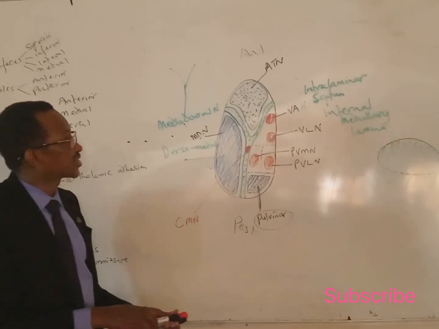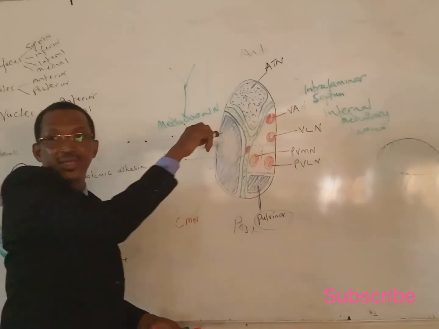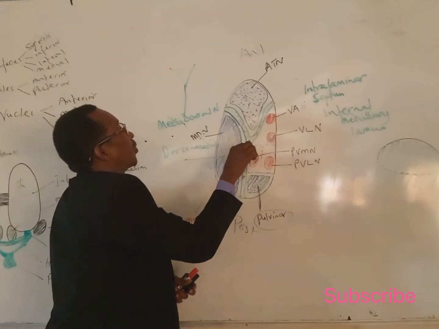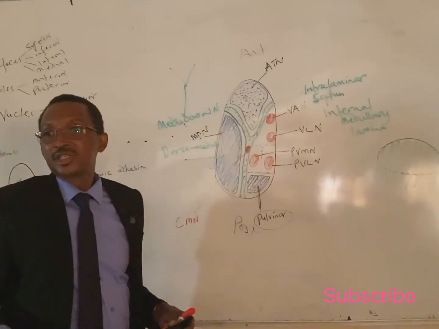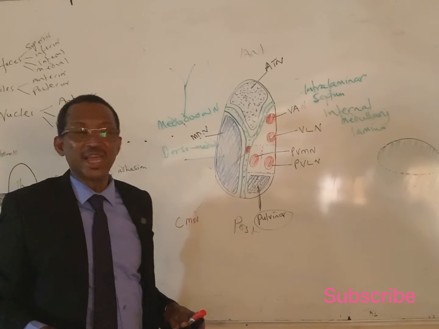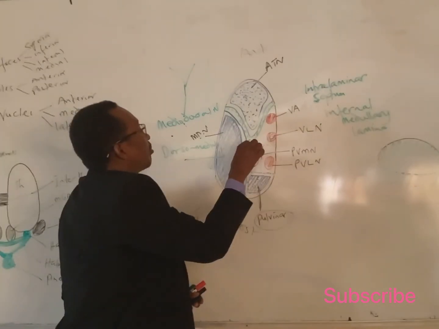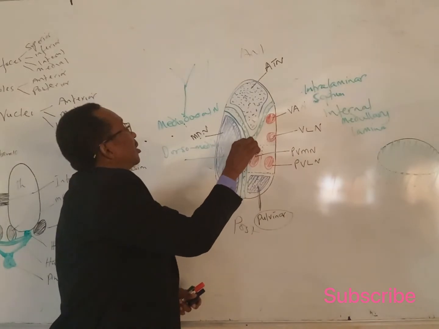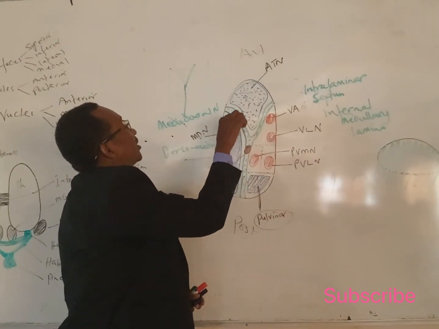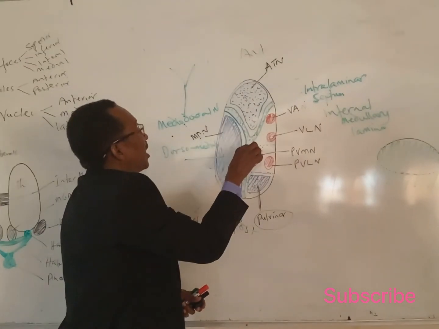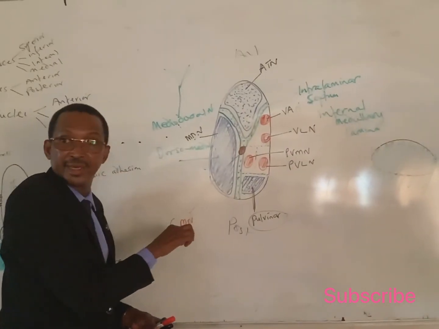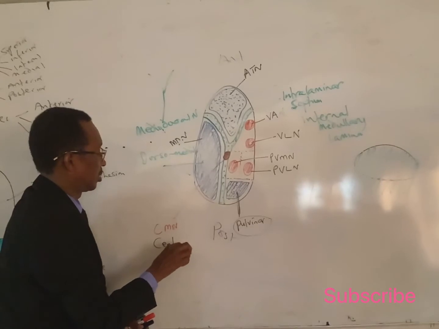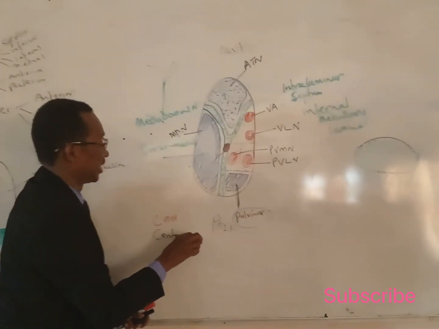And within this internal medullary lamina, we also have some group of nuclei within the septum or within the lamina itself. There is one most outstanding or most prominent among this group of nuclei within the lamina itself, and this is what we call centromedian nucleus. We call it what? Centromedian nucleus.